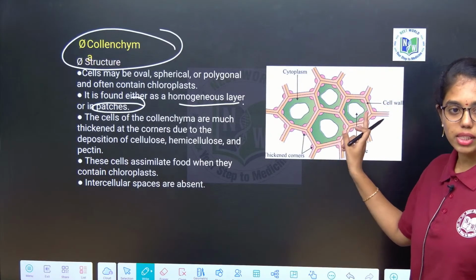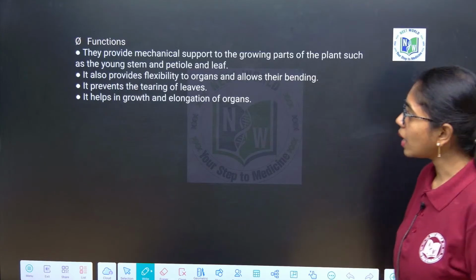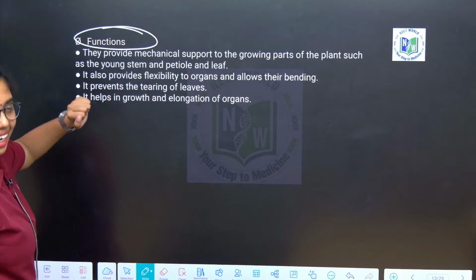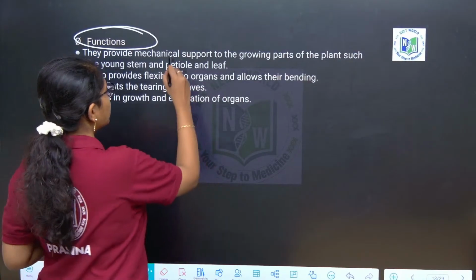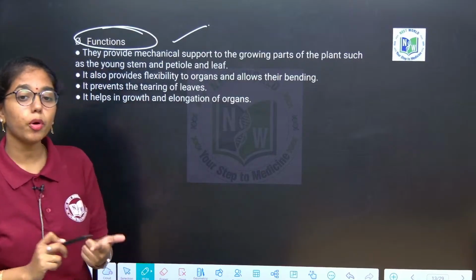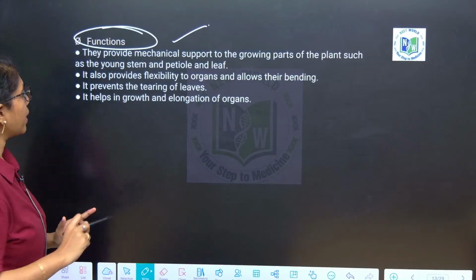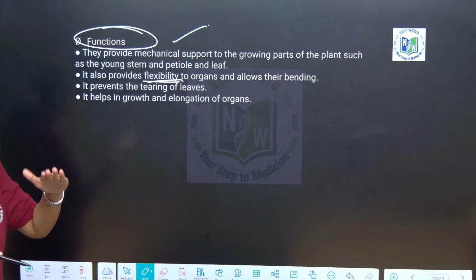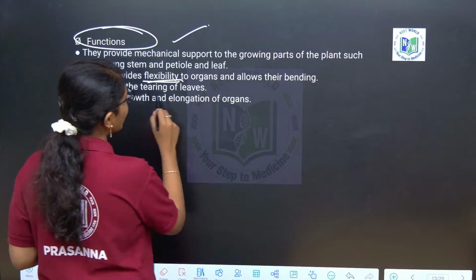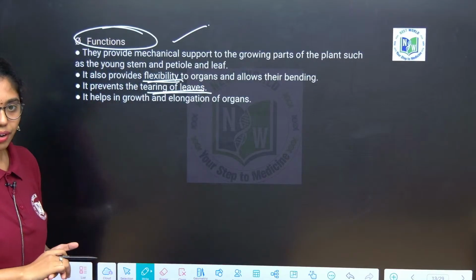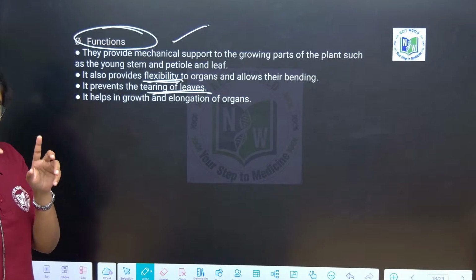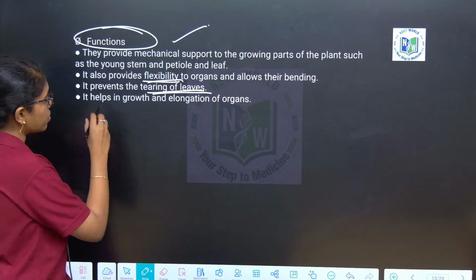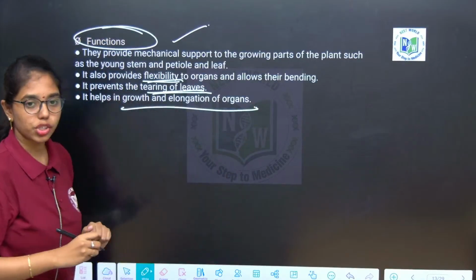What is the cell wall composition? Cellulose, hemicellulose and pectin. Now the functions: they provide mechanical support by supporting the young stem and petiole. Next, they provide flexibility to the organs without bending. Next, it prevents tearing of leaves, because the cells have strong cell walls. It also helps in growth and elongation of the organ.